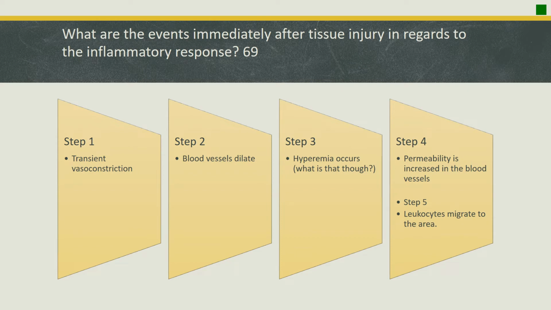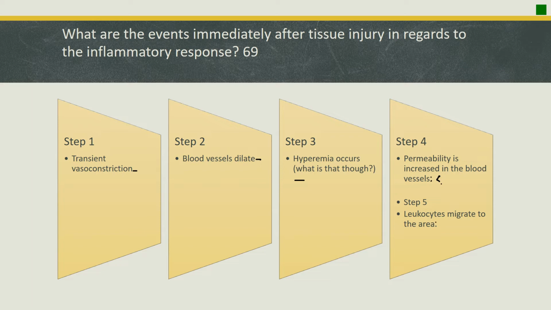So let's take a look at the question that we had on the previous slide before we move on. What are the events immediately after tissue injury in regards to the inflammatory response? So I've pretty much given you the steps here, but I need you to look at them a little closer and decide what they are for sure. What is hyperemia? What does it mean? What are you going to see when someone has hyperemia? What does increased permeability mean? And why is that a thing?